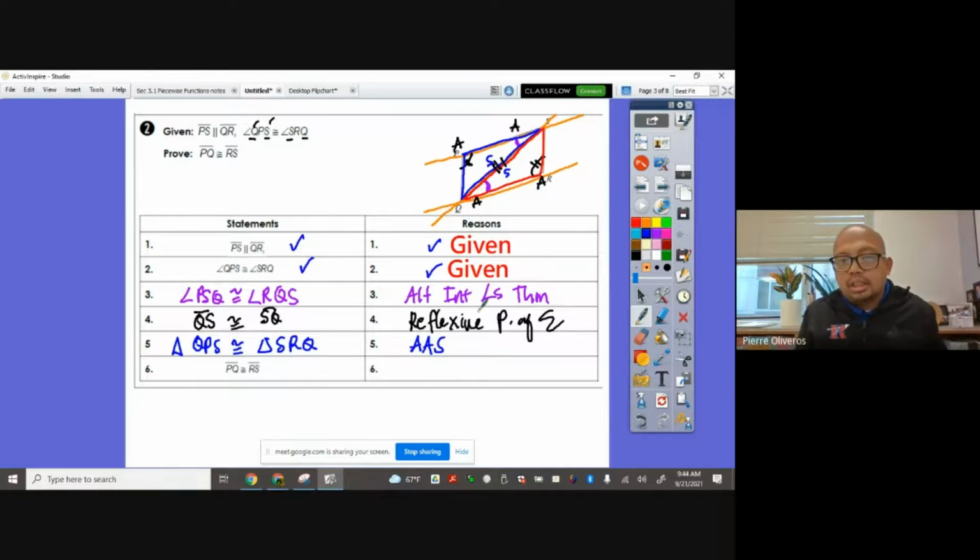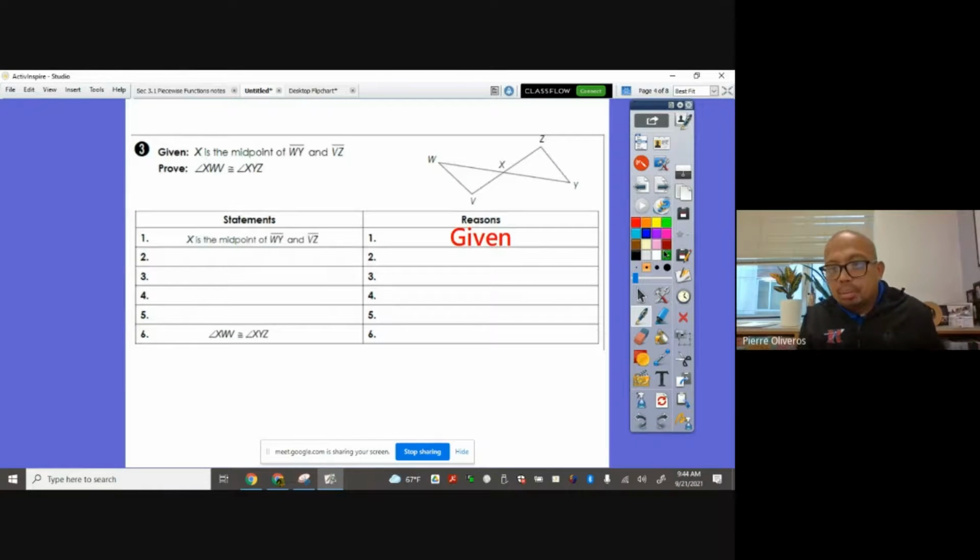Now, after that reason and statement, we have proven that the blue and red triangles are congruent. Now we can say that the corresponding parts of the triangles are congruent. So we're trying to prove that PQ and RS are congruent using CPCTC. Kaboom. Very easy, right? One more.